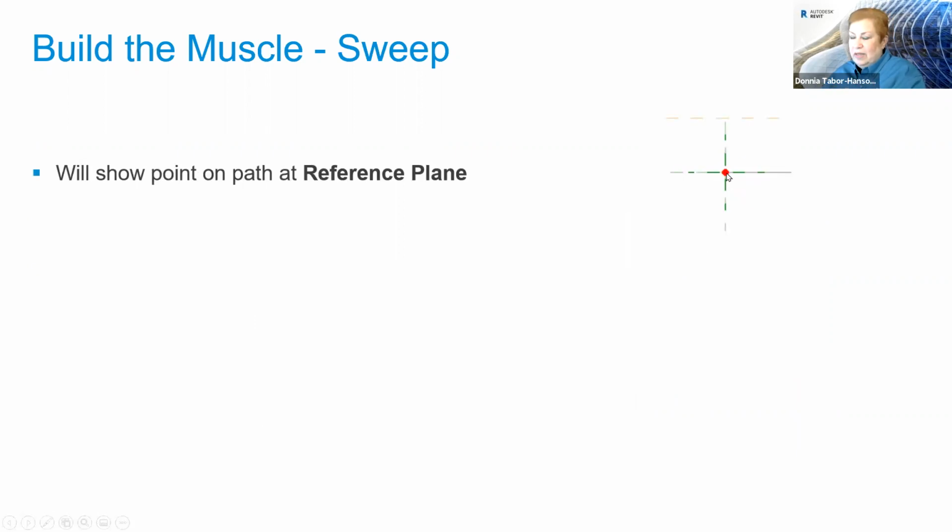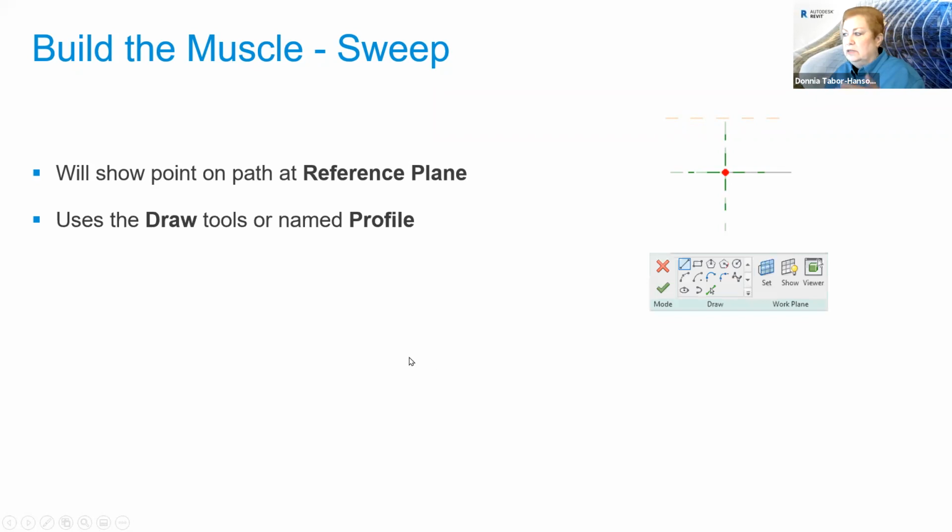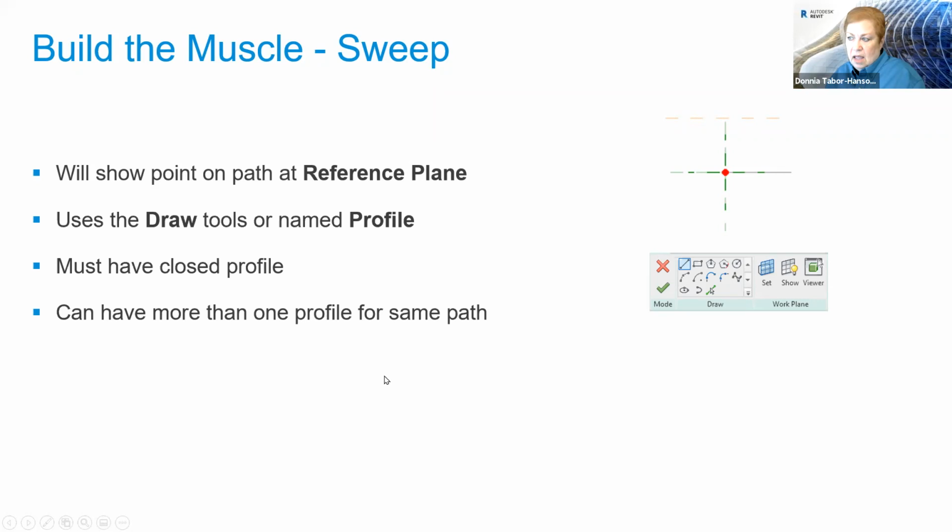This is what I'm talking about. This centroid right there, that's the centroid of your profile that you're going to do, and it's based on the reference plane. So you can see that there would be a reference plane here. That just shows that's another reference plane that was in my family. The reference plane that's on it will be right here, and it's lined up right here. You can draw whatever you want, and that's where it's going to sweep around your path that you've created. It does use the draw tools. You must have a closed profile. You can have more than one profile for the same path. That's like I did with the Revolve.